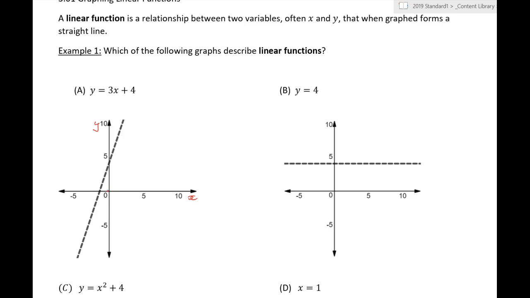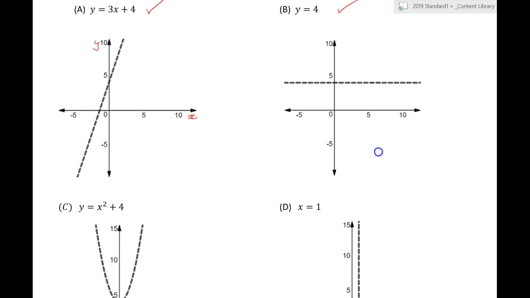Righto. So this equation forms a straight line, we can see here. That's a linear equation. That's good. This one here, yes, that's a straight line. It doesn't have any sort of angle or slope on it, which we might call gradient. It's a horizontal line.